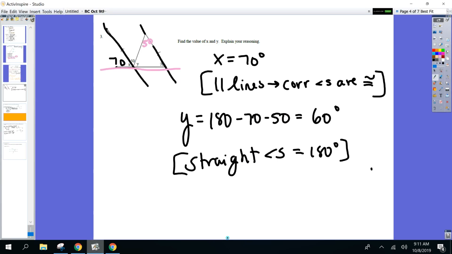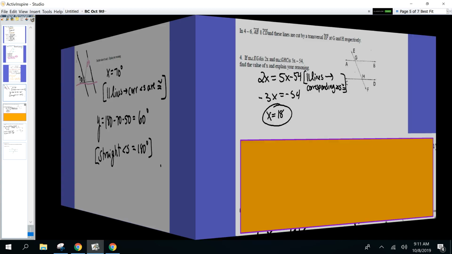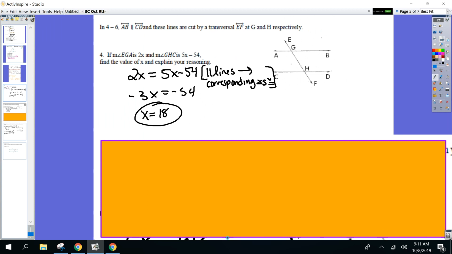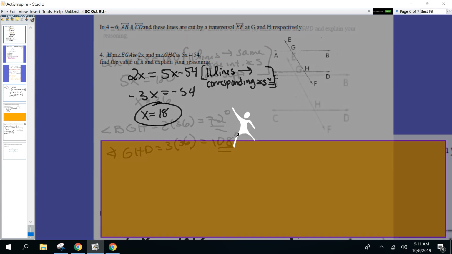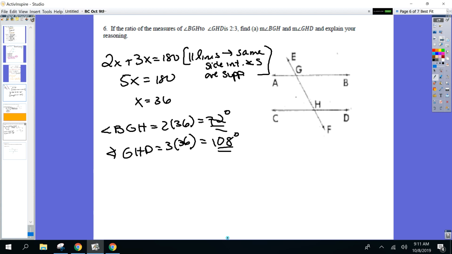Okay, ready for this? This was equal to 18, yes, because what was the relationship between those two? Corresponding angles, and we know they're congruent. So x was equal to 18, yes. All right, for the next one, what was the relationship between the two angles that were in a ratio of 2 to 3? Oh.